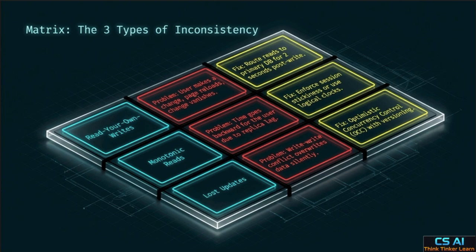Let's look at the three types of inconsistency. First, read your own writes. The user changes something, reloads, and it vanishes. Fix: route those specific reads to the primary DB for a few seconds. Second, monotonic reads. Time seems to go backward due to replica lag. Fix: enforce session stickiness. Third, lost updates. Write-write conflicts. The fix for this is to use optimistic concurrency control with versioning.